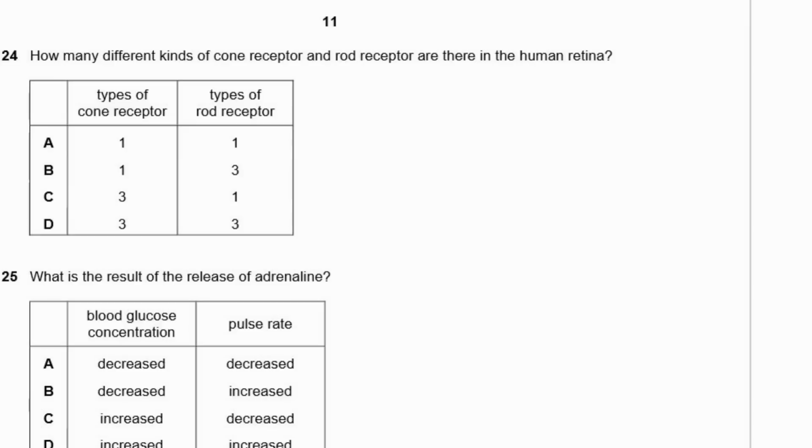Question 24. How many different kinds of cone receptor and rod receptor are there in the human retina? Okay, cones see color. Okay, and there's 3 different types of color. So there's 1 cone receptor for each type of color. Rod receptors basically tell you the difference between black and white. So that means there's only 1. They don't show the color. They just show whether it's black or white. So the answer is C.